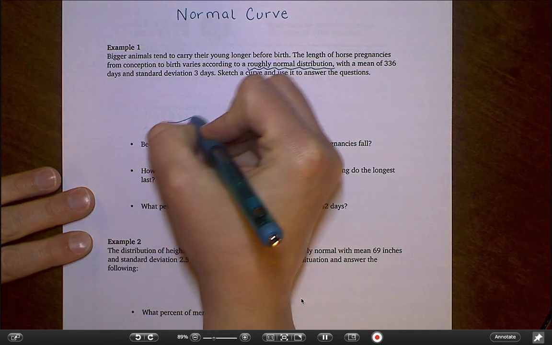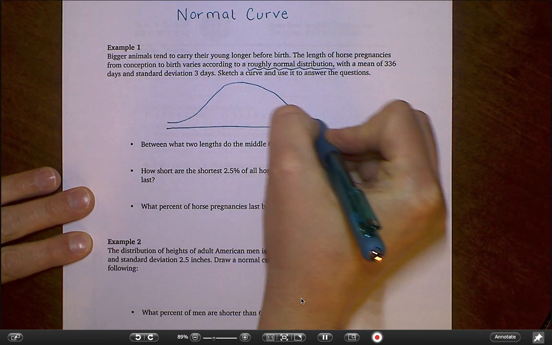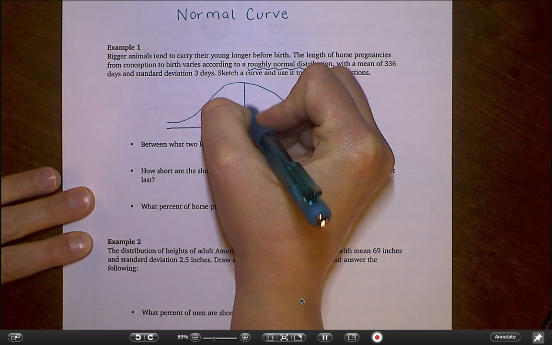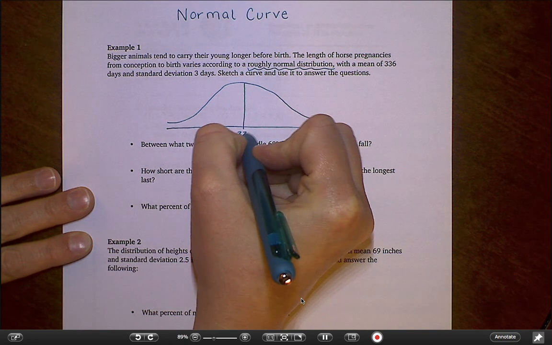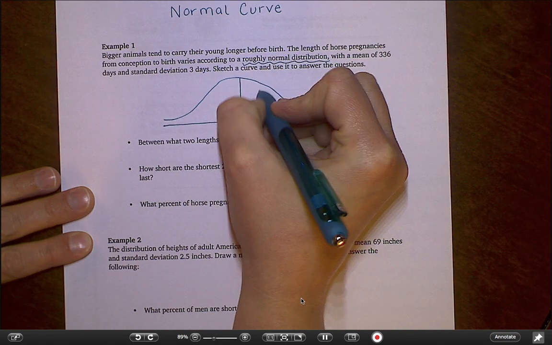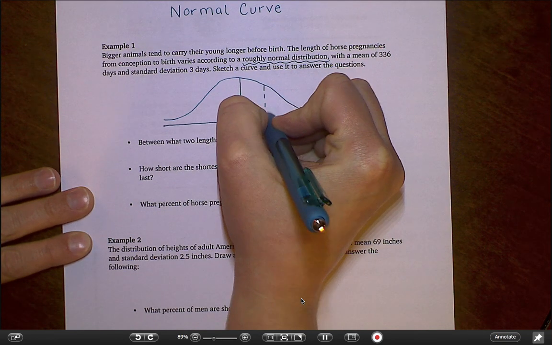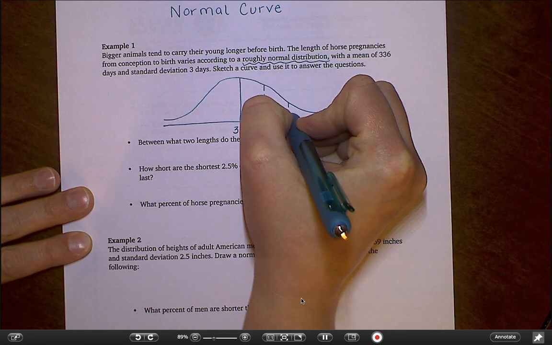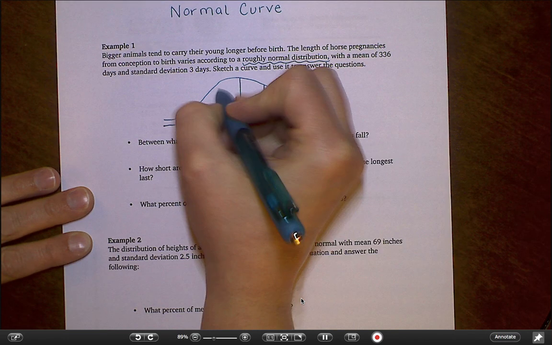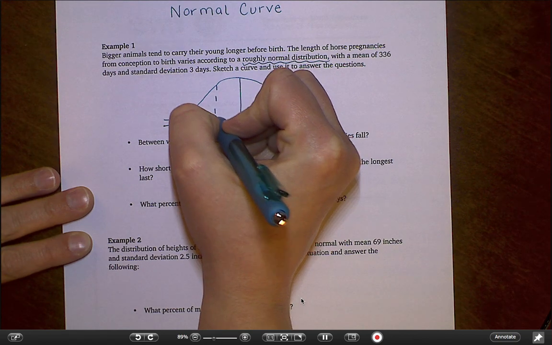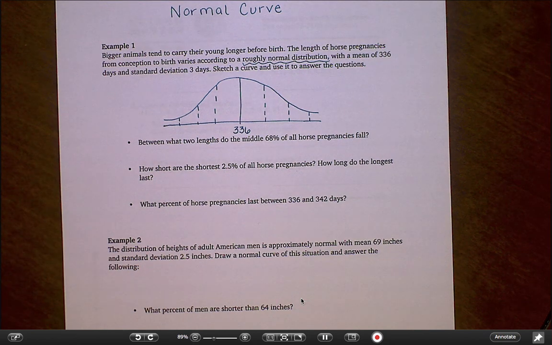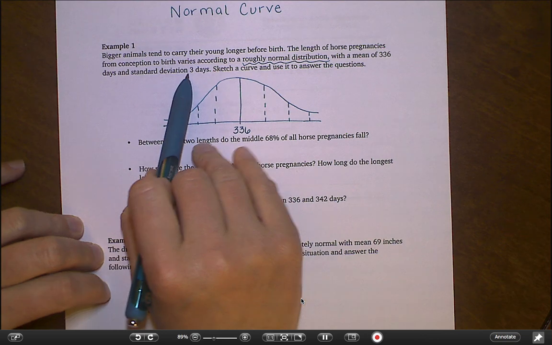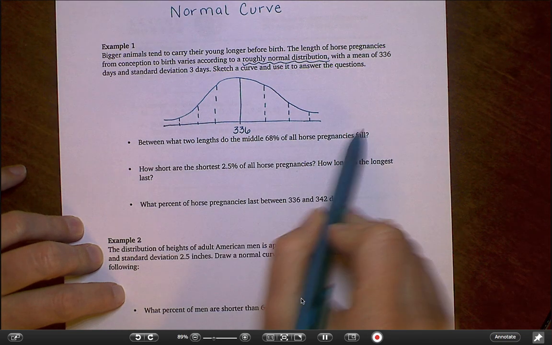Okay? And I end up drawing this curve so many times in this chapter. But the center of my curve is the mean of 336 days. And then I want to draw lines to represent 3 standard deviations in each direction. Okay, a little asymmetrical, but it'll do. And so if the standard deviation is 3 days, that means that I'm counting up and down by 3.